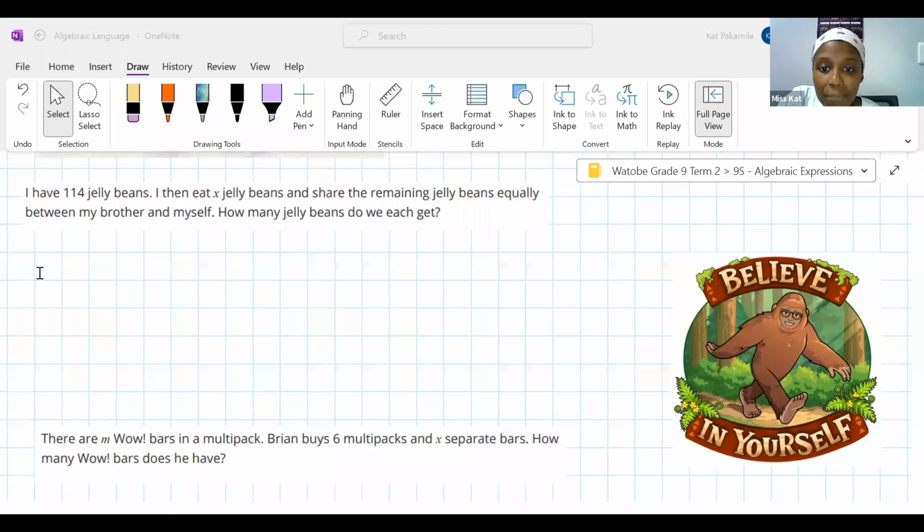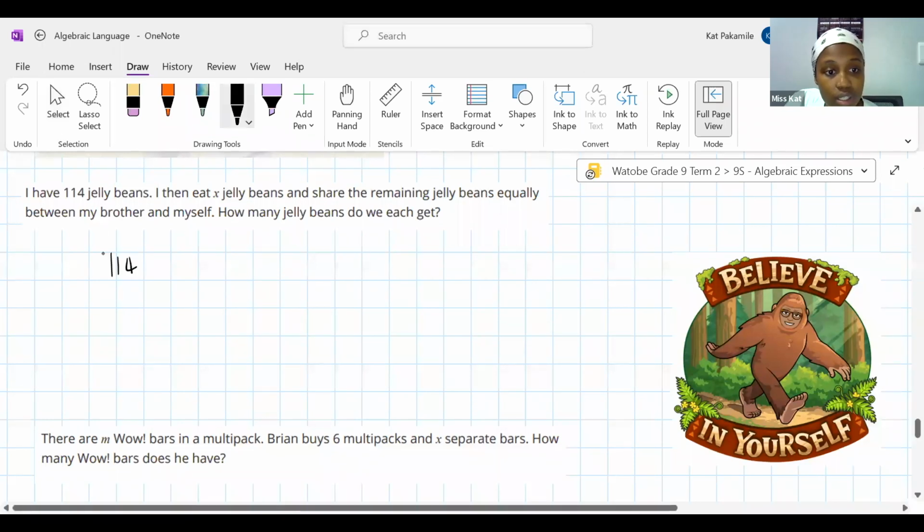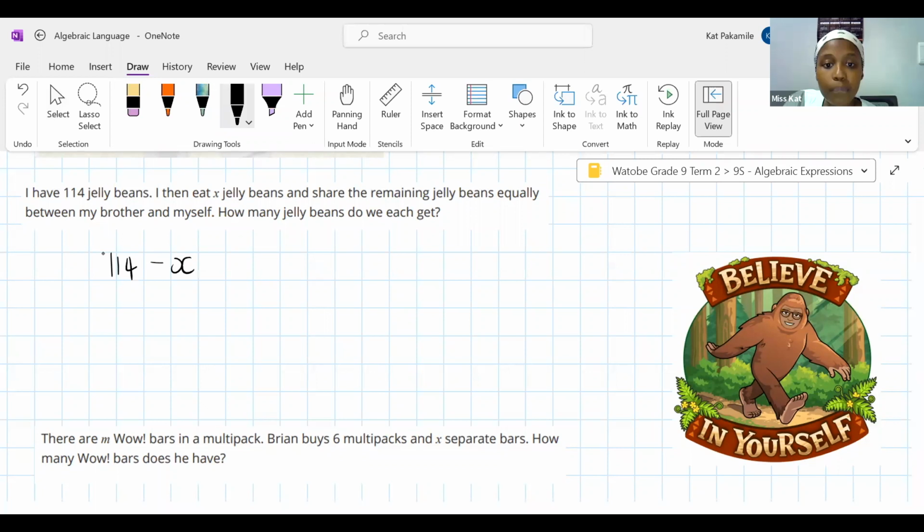Let's hear. Oh, hands went up. Never mind. I think I have an answer. Okay, let's hear. So then you say 114 minus X, divided by 2, since it's your brother and yourself. Is this correct? Am I not missing anything? Then you say equals 2.